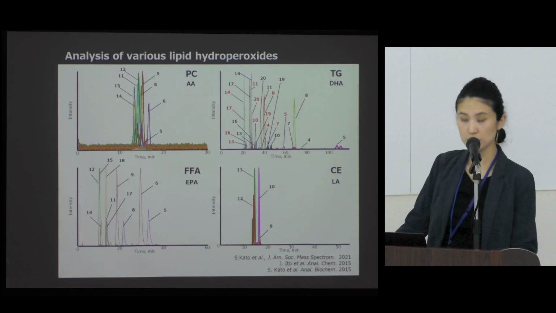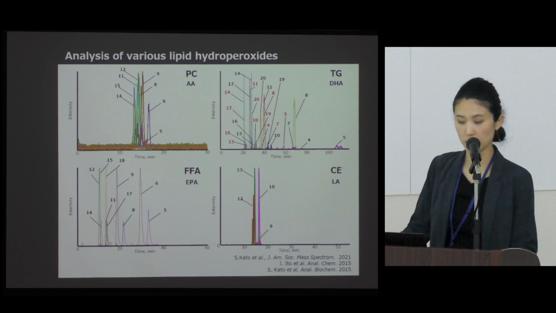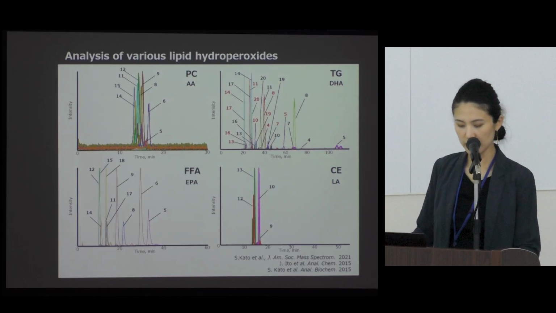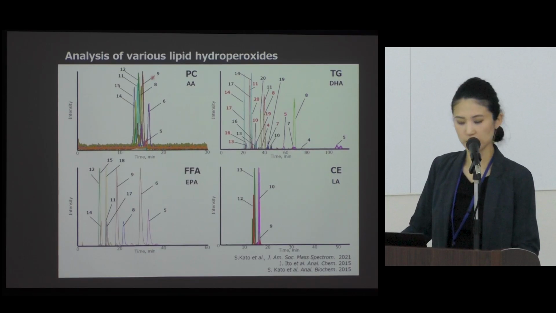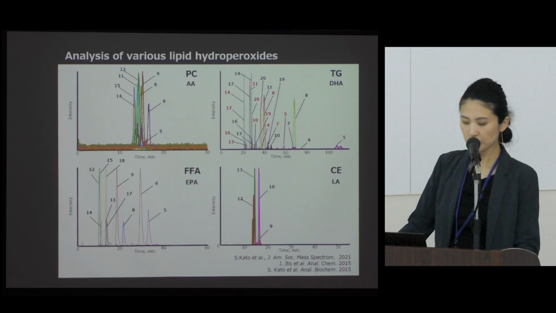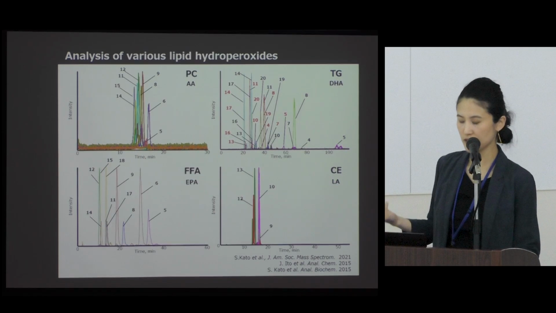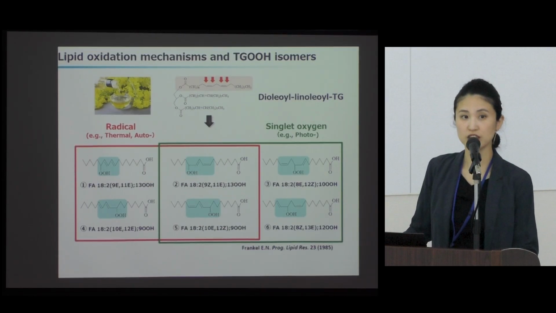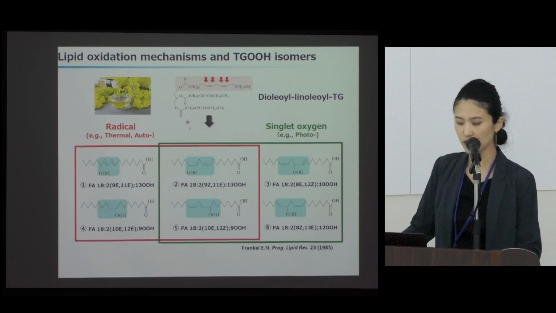Actually, by using this principle, this method allows us to analyze the hydroperoxide positional isomers of various fatty acids in many ester forms, like EPA, arachidonic acid, and DHA in phospholipid and cholesterol ester. And then we applied this method to various samples. Today I would like to introduce the application of the method for TGOH analysis in canola oil.